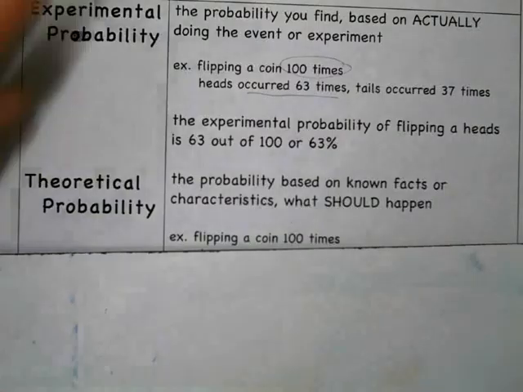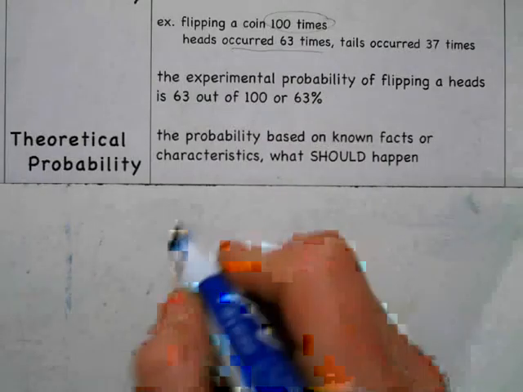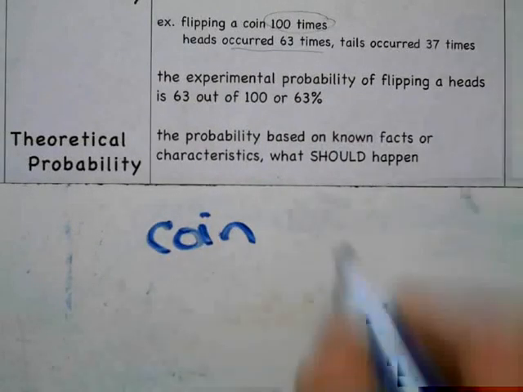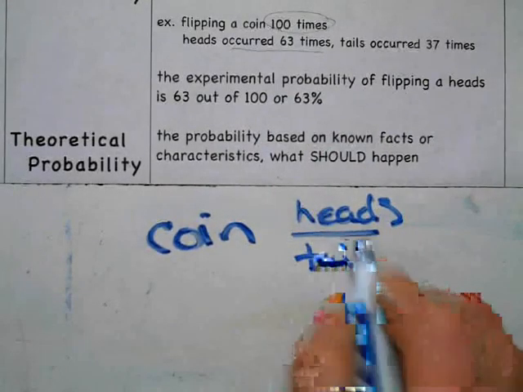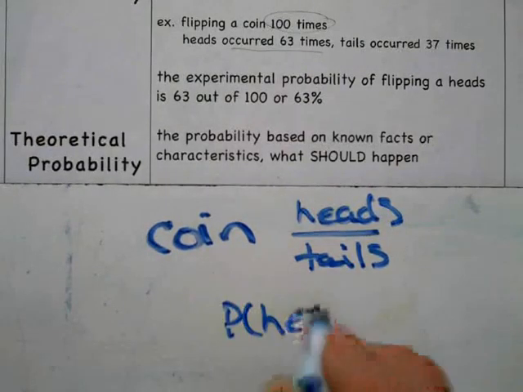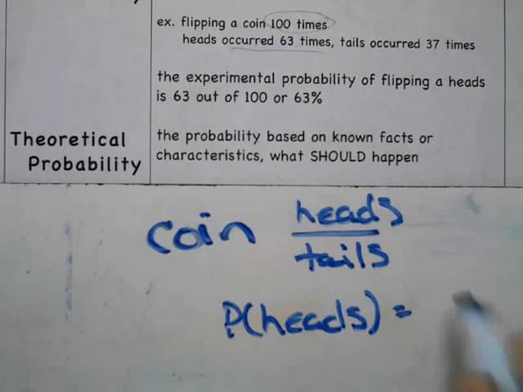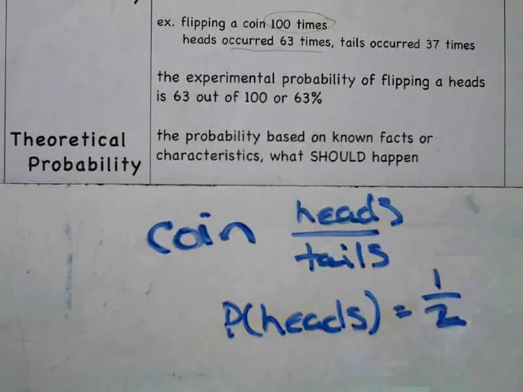Next, we need to define theoretical probability. Theoretical probability is the probability based on known facts or characteristics of what should happen. So what should have happened when we flipped the coin 100 times? Well, there's two possibilities. It's either going to land on heads or tails. So the probability of heads, if it's a fair coin, is 1 out of 2. It's half. So this is our theoretical probability. The theoretical probability of landing on heads would have been 1/2.